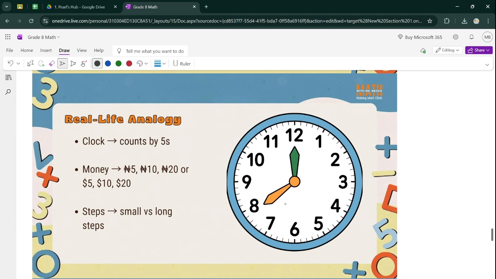We have 12. A clock counts by 5. When you want to say the time now, you say this is 5, this is 10, this is 15. So a clock counts by 5s. And even when we are talking about money, money also comes in fives, tens, and 20s. So we choose a scale that makes things clear and easy to read.